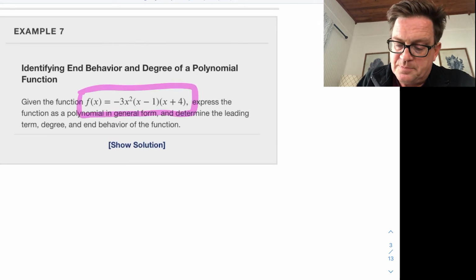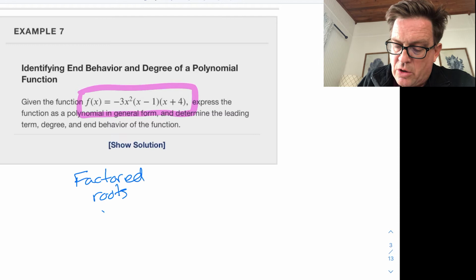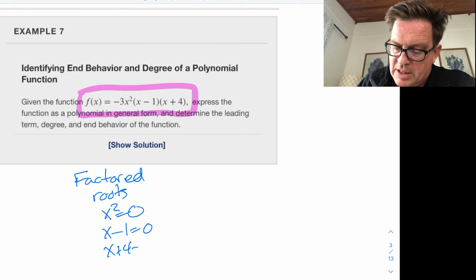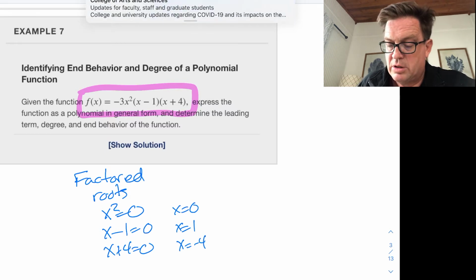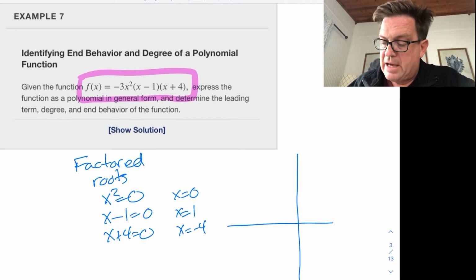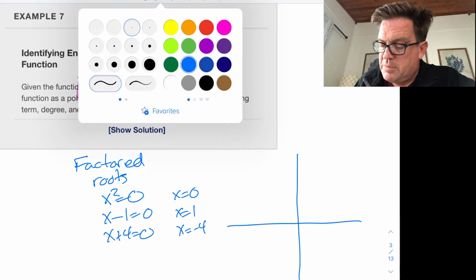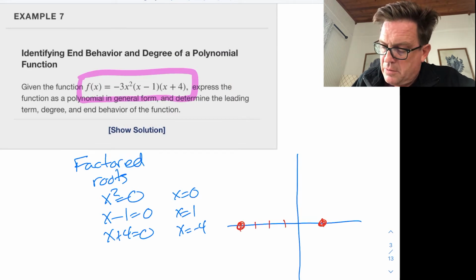So here's a polynomial like this, and it's already factored. Okay, so we know the roots are when x squared is 0, or x minus 1 equals 0, or x plus 4 equals 0. So that's x equals 0, x equals 1, x equals negative 4. So if it's already factored, you can easily see what the graph looks like from that perspective. And so it's going to have roots at negative 4, at 1, and at 0.